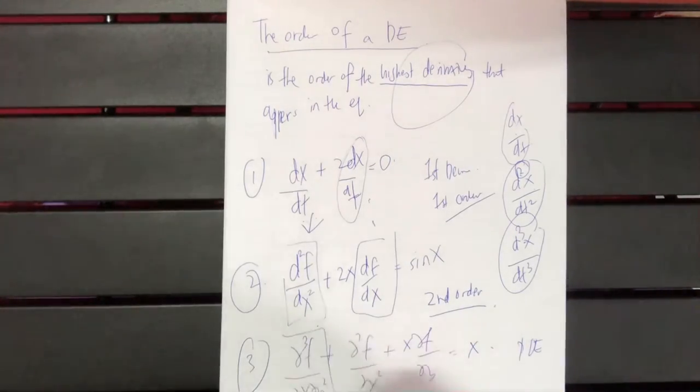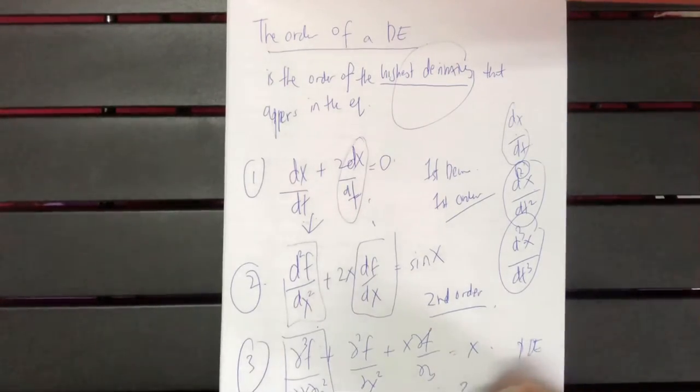So the first term here is a third derivative, this is a second derivative, and this is the first derivative. So the highest derivative involved here is the third, which means this is a third order equation. Okay, this is the third order, right?